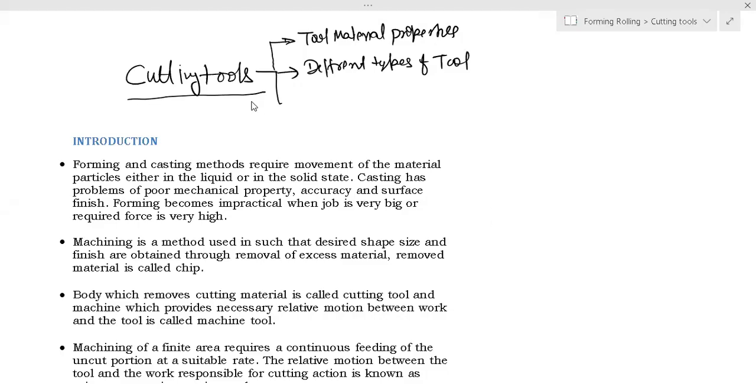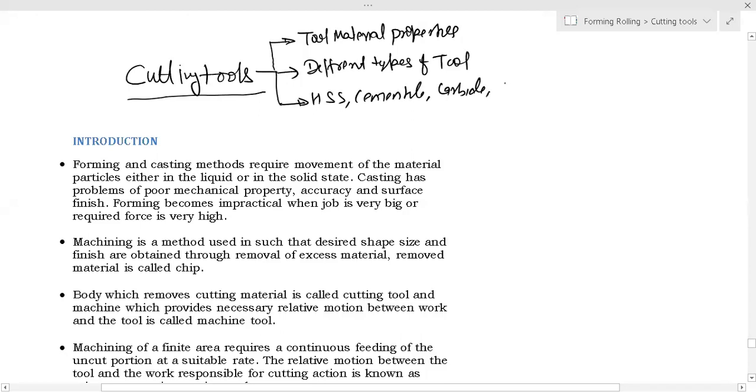So today's class will cover cutting tools. Basically, in cutting tools, we'll cover tool material properties and different types of tools like high-speed steel tool, cementite tool, carbide tool, diamond tool, and cubic boron nitride tool, CBN tools. So basically, I will discuss these 5 types of tools.